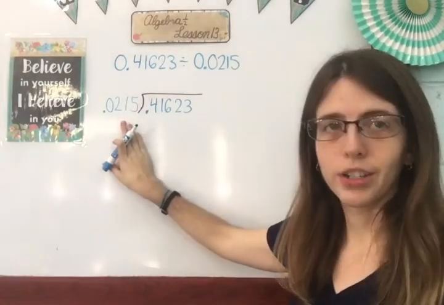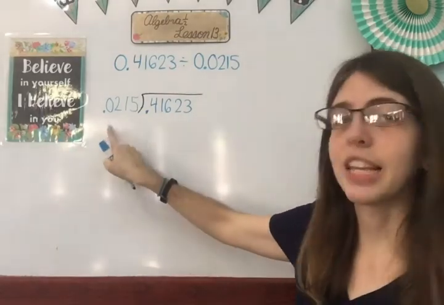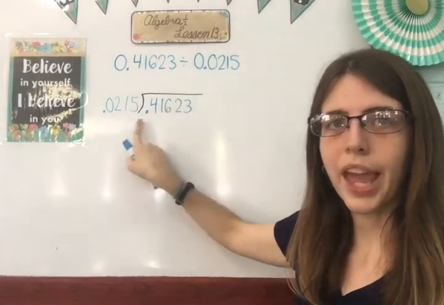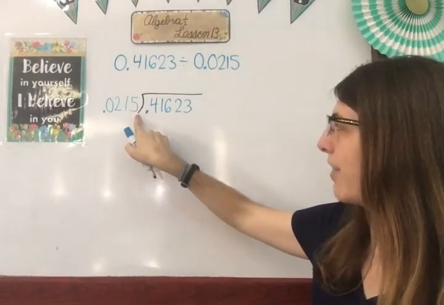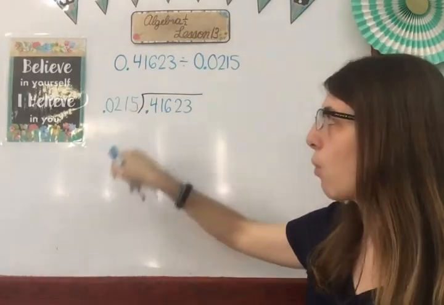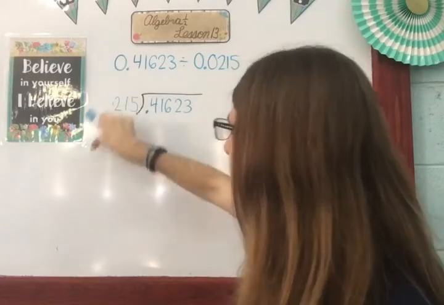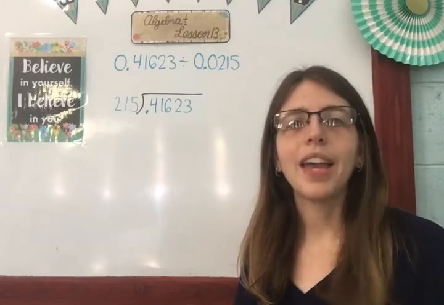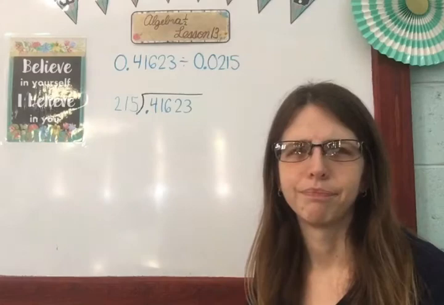First things first, I have to move my decimal point because I can never divide when I have a decimal point in my divisor. In my dividend is okay. In my quotient, my answer, is okay. But in my divisor, no, never. So I have to move this over to put it at the end. I have to move it 1, 2, 3, 4 spaces, so it's at the end now, which gets rid of this 0 in front. So I have 215.